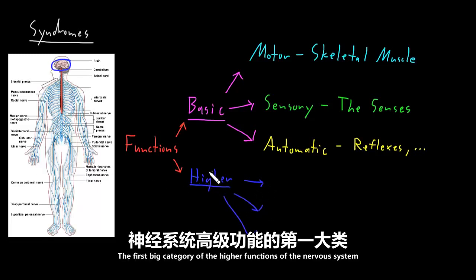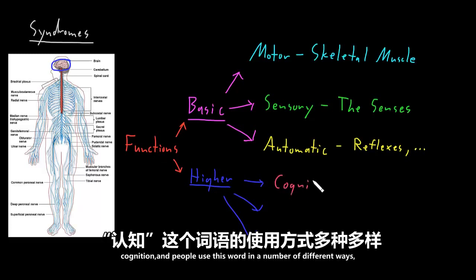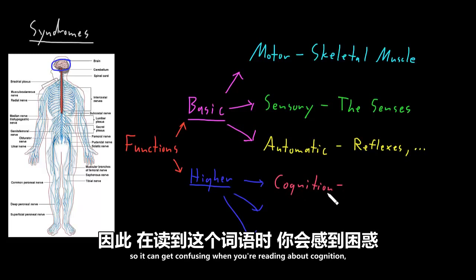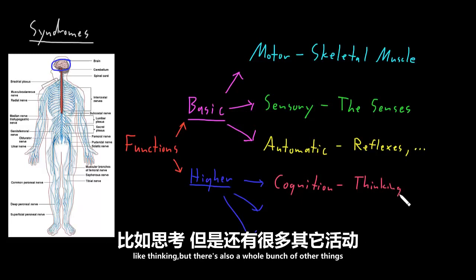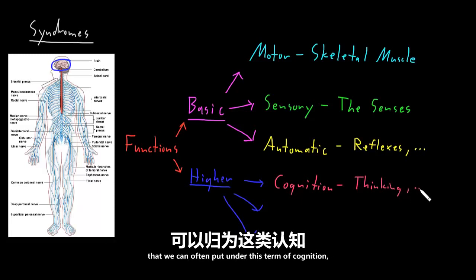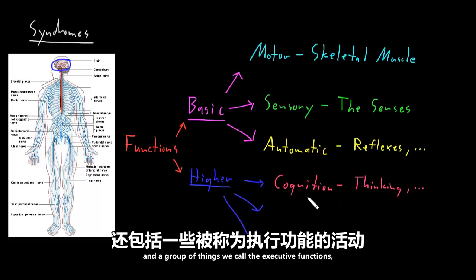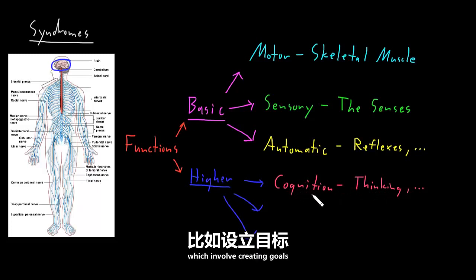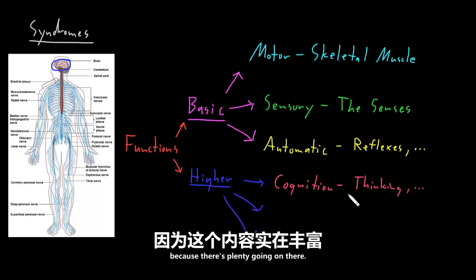The first big category of the higher functions of the nervous system I like to call cognition. And people use this word in a number of different ways, so it can get confusing when you're reading about cognition. But I like to think of this as the thinking functions of the brain. Like thinking. But there's also a whole bunch of other things that we can often put under this term of cognition, including things like learning and memory and language, and a group of things we call the executive functions, which involve creating goals and organizing behavior to achieve those goals. So more on that later because there's plenty going on there.